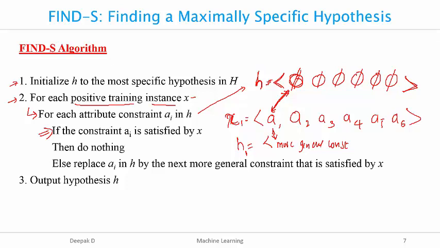So this you have to repeat for all the attributes and with all the instances, that is only with respect to positive instances. So finally, after completion of all the instances, you will get one hypothesis. That hypothesis is called the maximally specific hypothesis. Let's consider an example and discuss in detail how this algorithm works.